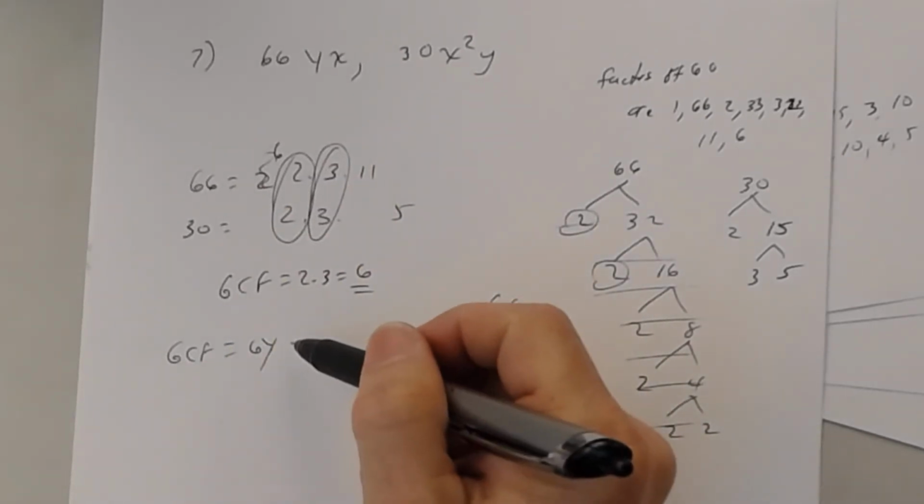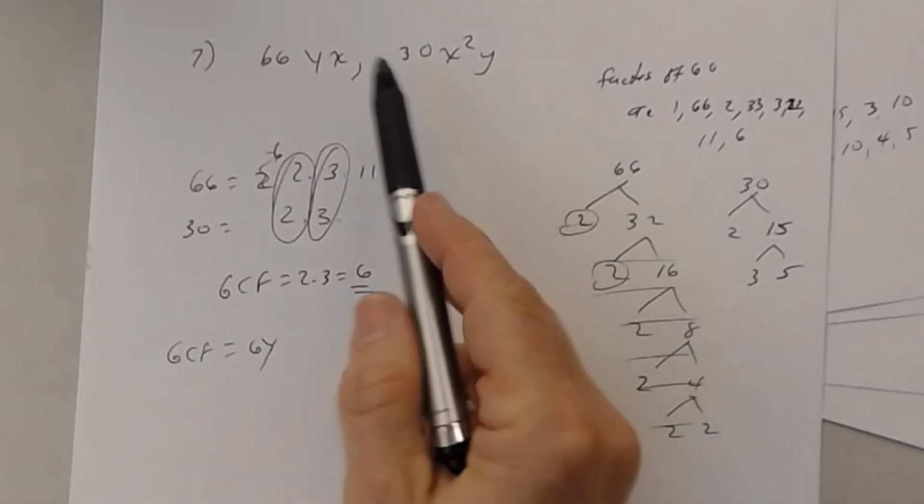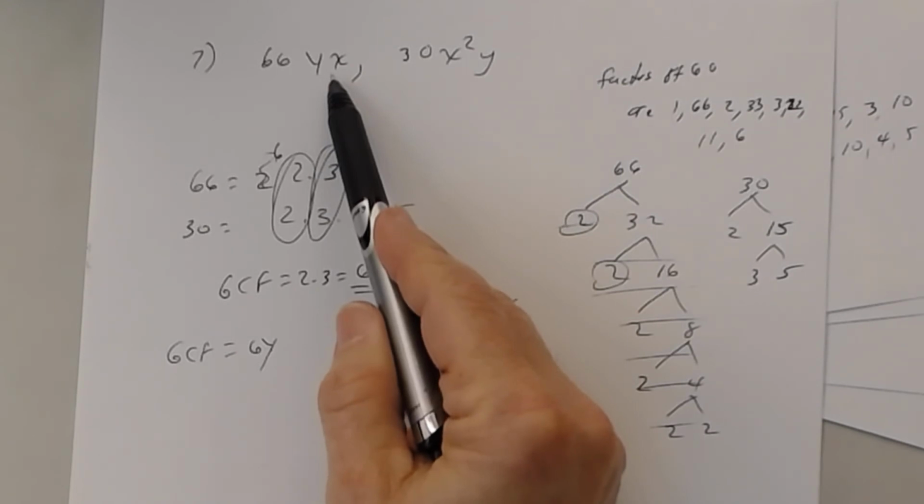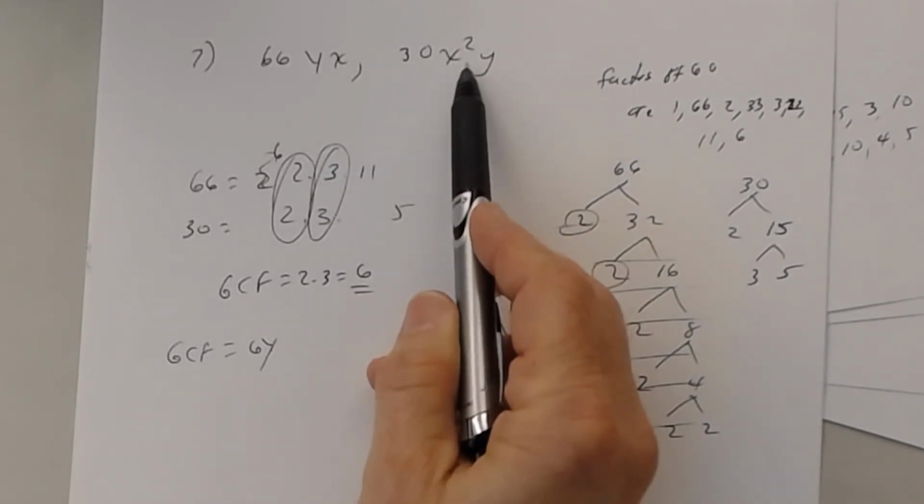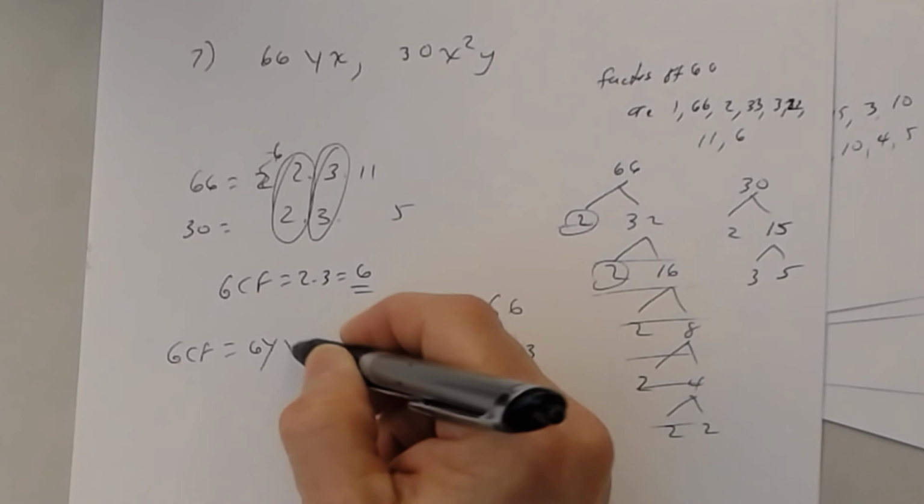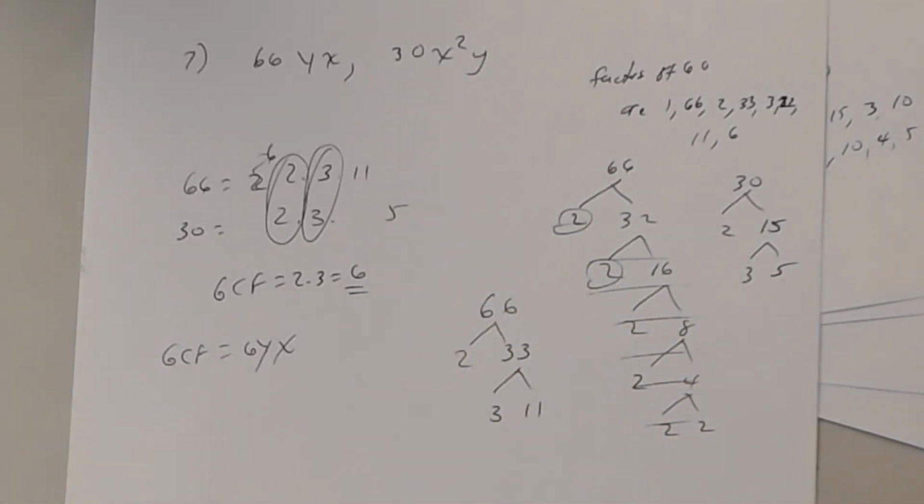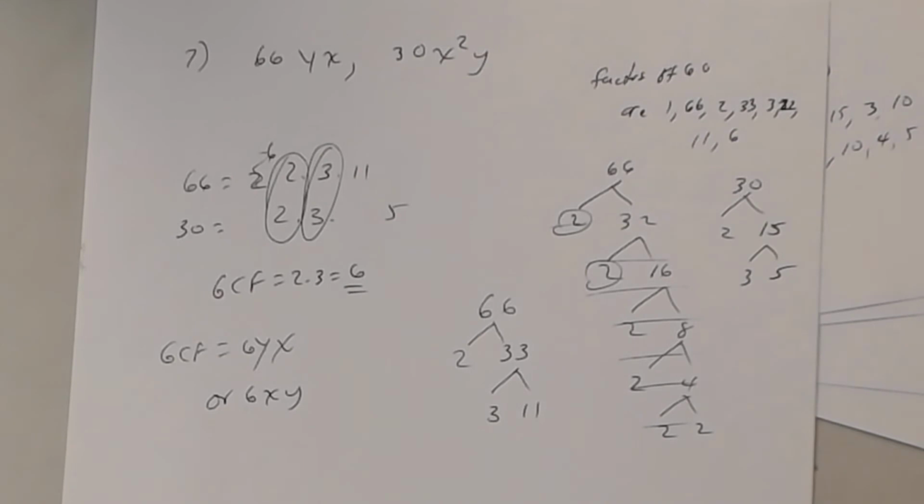Am I going to have any X's? Yes, because there are X's in both. How many factors of X here? 1. How many factors of X here? 2. I need how many? 1. Just 1. So now, normally we put things alphabetically. So if you put it as 6YX, that's okay. If you put it as 6XY, that's okay as well.